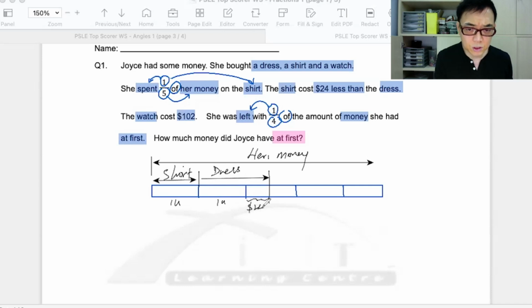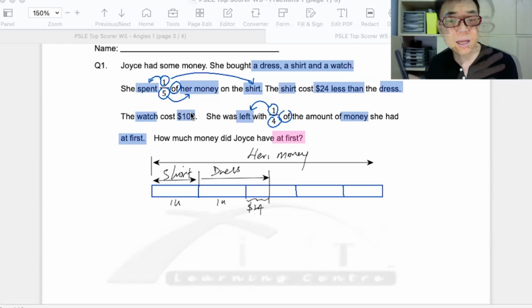Okay, then you say, how do you know this is 24? I don't. Right? 24 could be here, could be here, it could even be here. I wouldn't know. Doesn't matter. All right, let's carry on. So, next. The watch is 102, and after she bought the watch, is there any money left? She was left with 1/4 of the money, right?